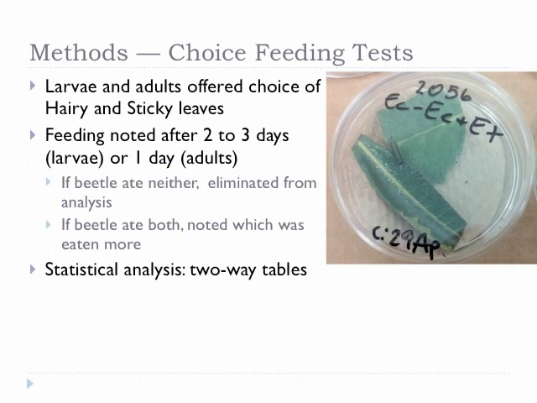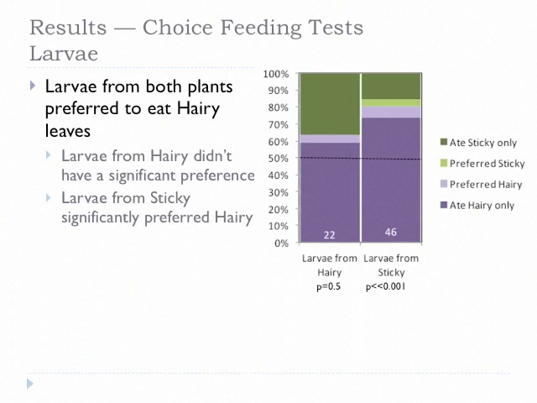But when they ate both, I looked at them, and if they obviously ate more of one than the other, then I noted which one they ate more of, hairy or sticky. If they ate about the same of both, then I noted that as well, and I actually ended up eliminating those from the analysis. And then I did two-way tables for statistical analysis to determine if there was a difference.